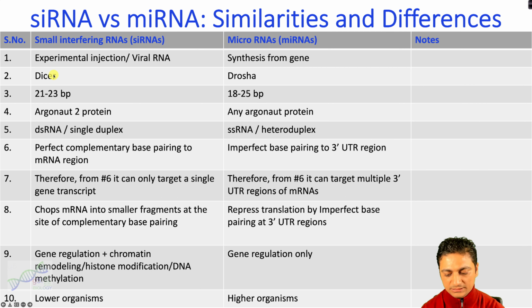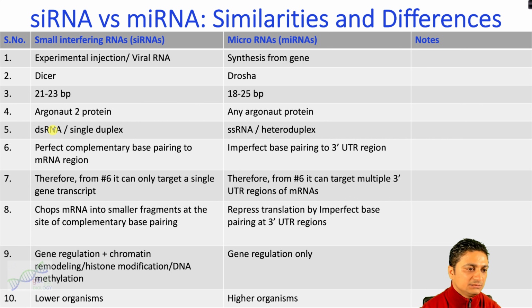So the first difference is the experimental injection in siRNA, and miRNA is the synthesis from a gene. And siRNA is cleaved into small pieces by Dicer, and in miRNA it is done by the Drosha protein. siRNA is cleaved into 21 to 23 nucleotide long fragments, and miRNA is cleaved into 18 to 25 nucleotide long fragments. The fourth difference is the presence of Argonaute 2 protein, and in miRNA any Argonaute protein is present.